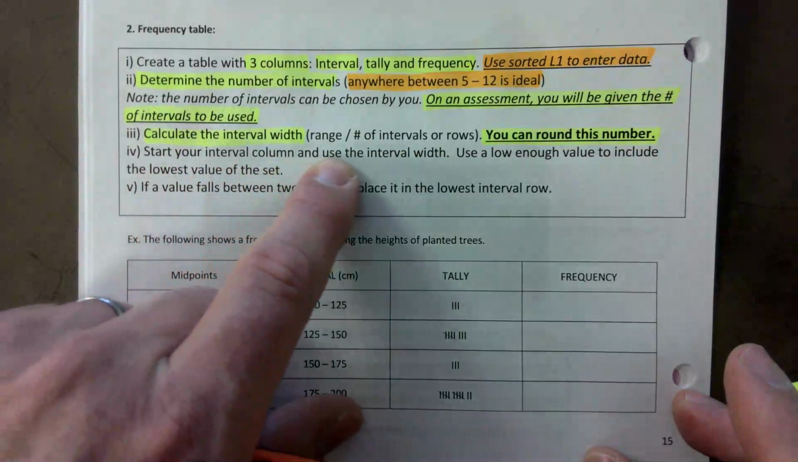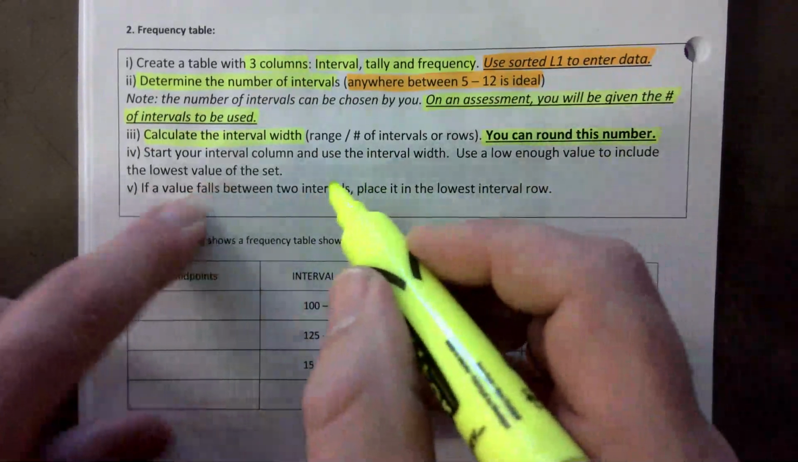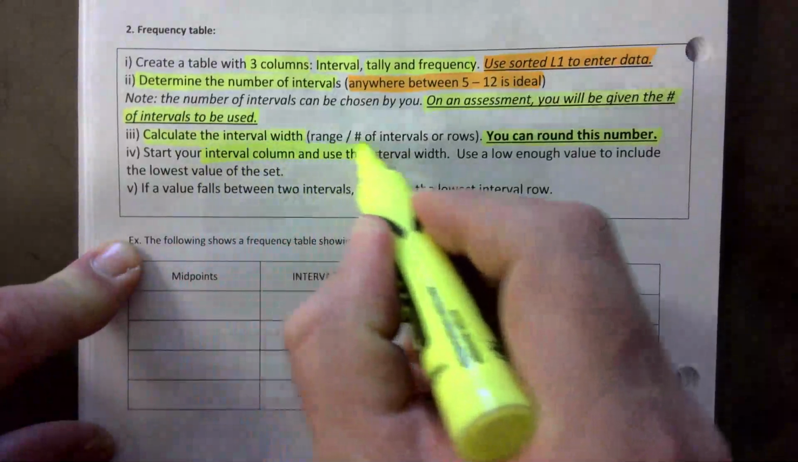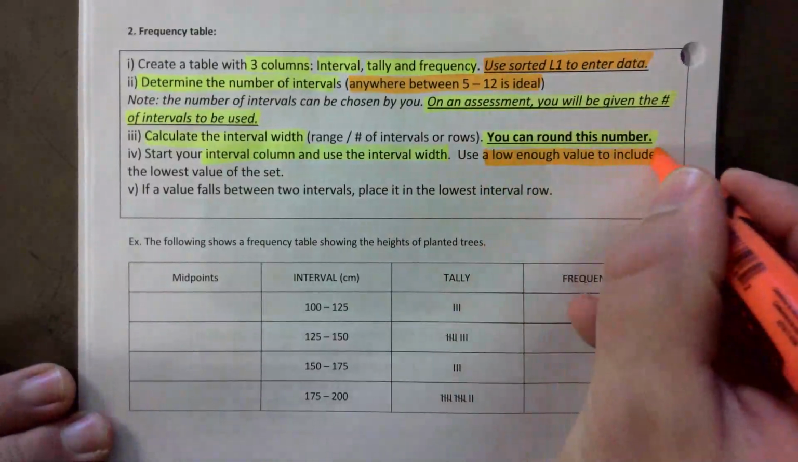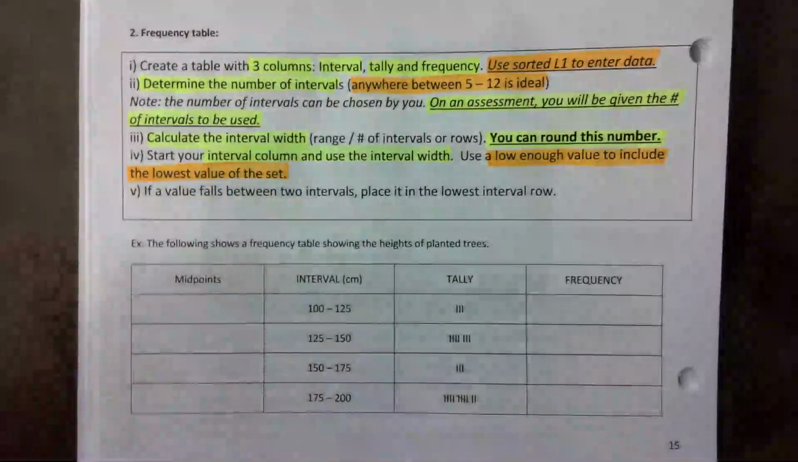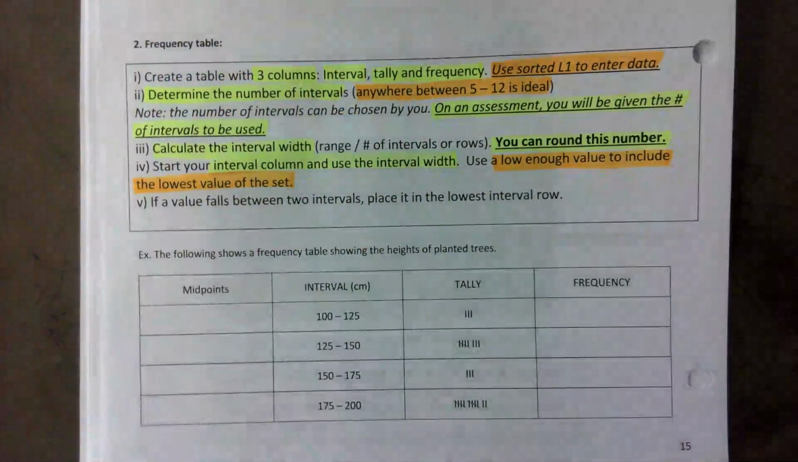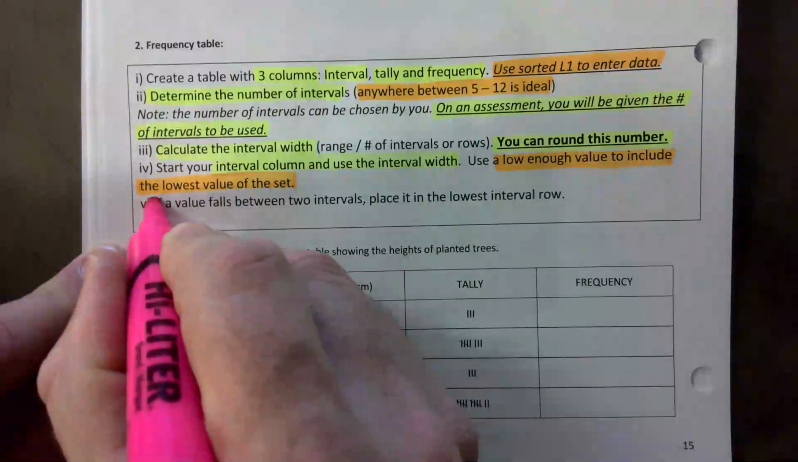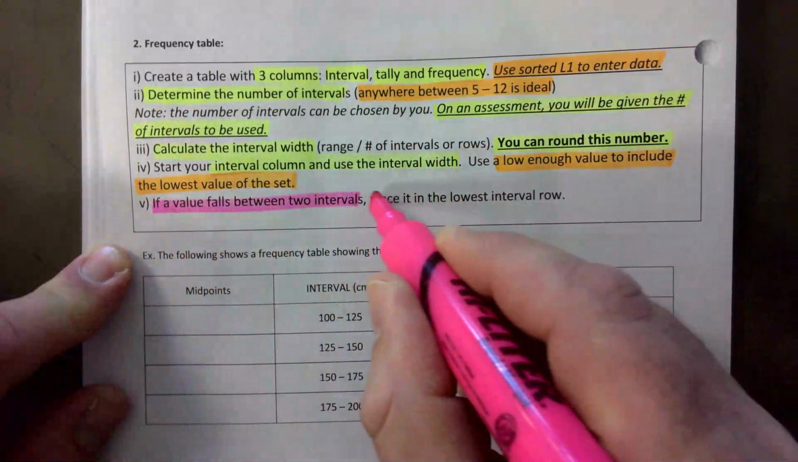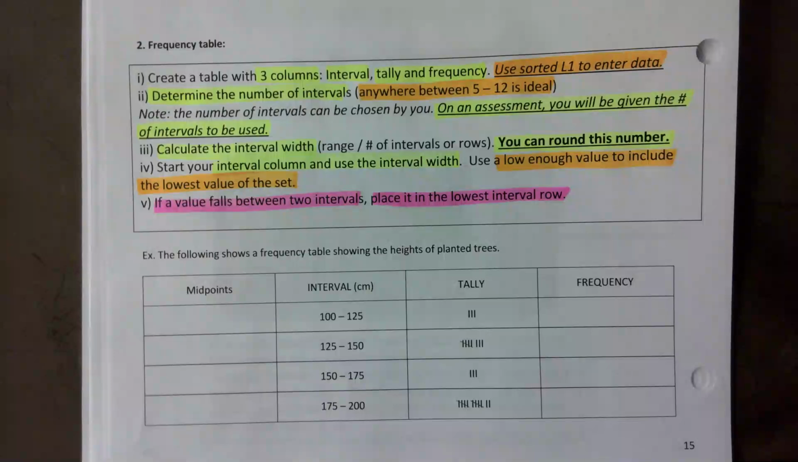Start your interval column and use the interval width. Use a low enough value to include the lowest value of the set. That's very important there. Different color for this one: if a value falls between 2 intervals, you place it in the lowest interval. So if a number falls exactly between, you always put it in the lowest.